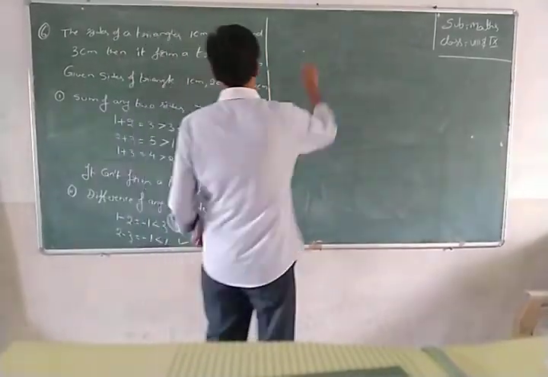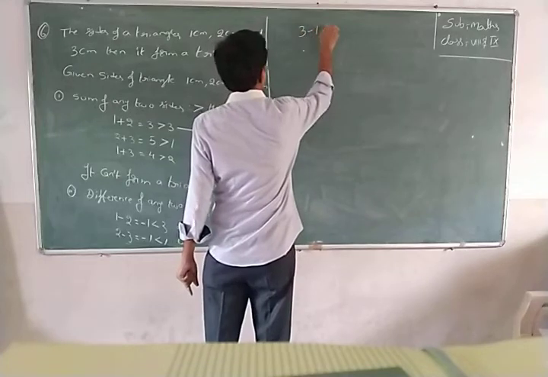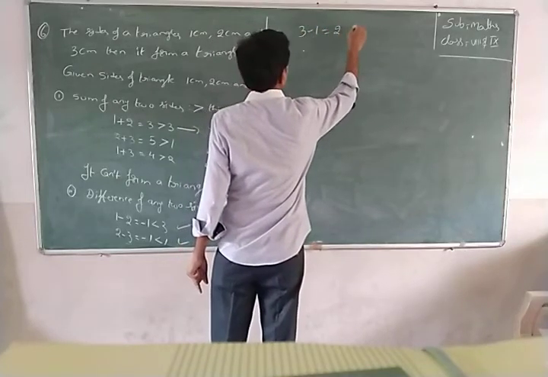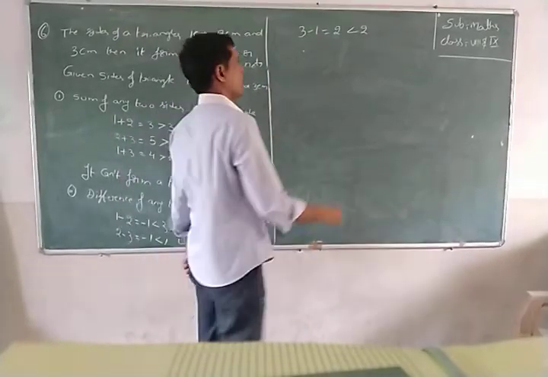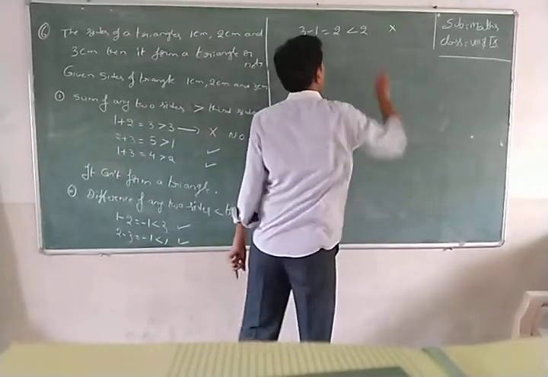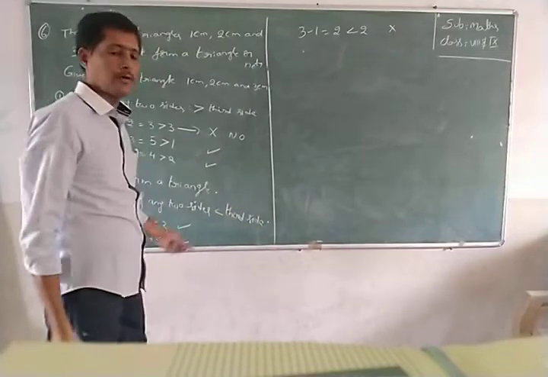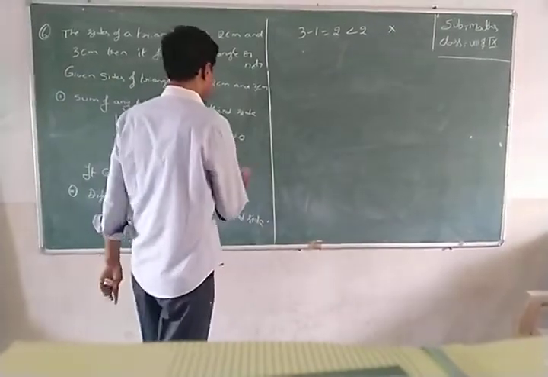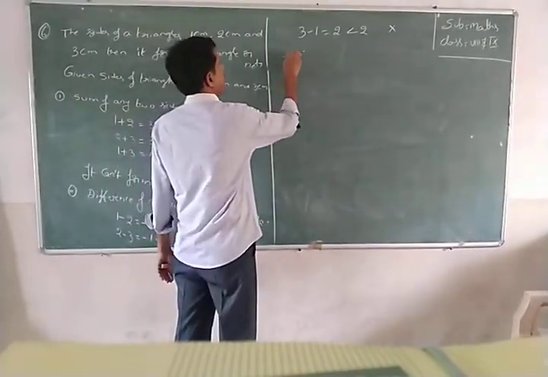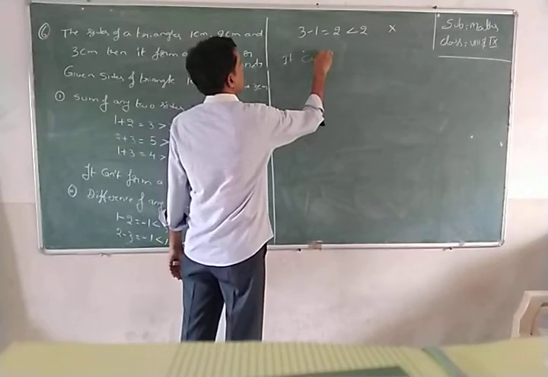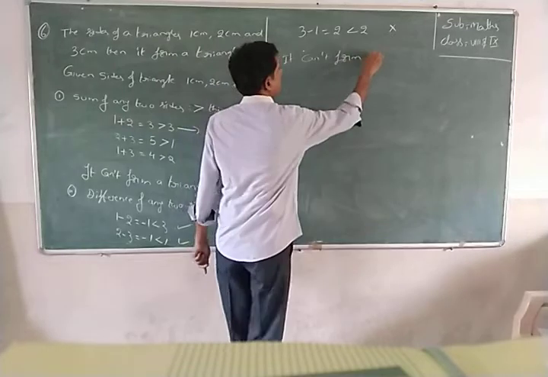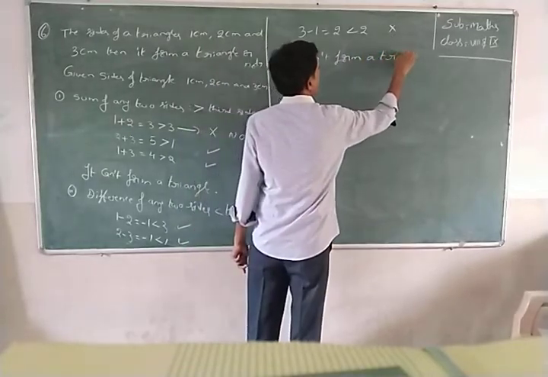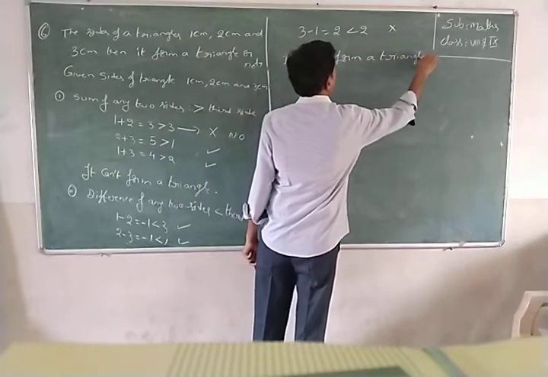Next, 3 minus 1 equals 2. Is 2 less than 2? No, so this condition is wrong. This condition also failed. Therefore, with these two conditions, it cannot form a triangle.